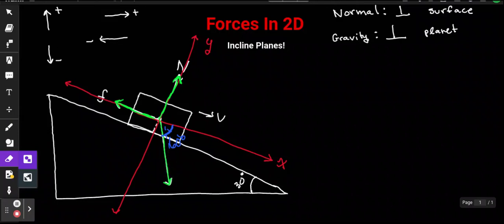So this topic is a little bit difficult because we're shifting our entire coordinate plane to match the inclined plane. So let's go over a practice problem.